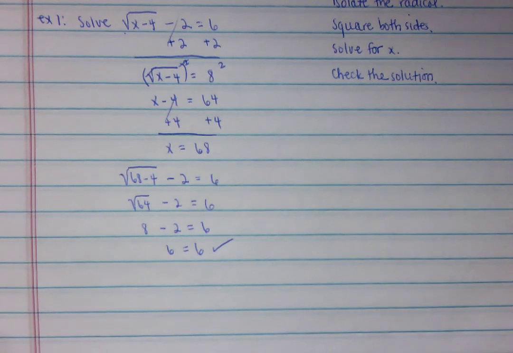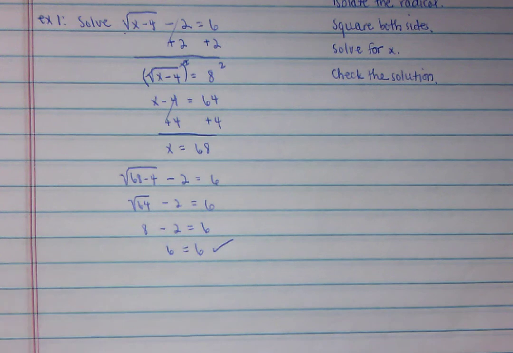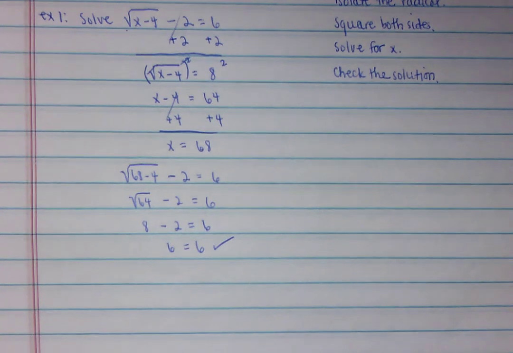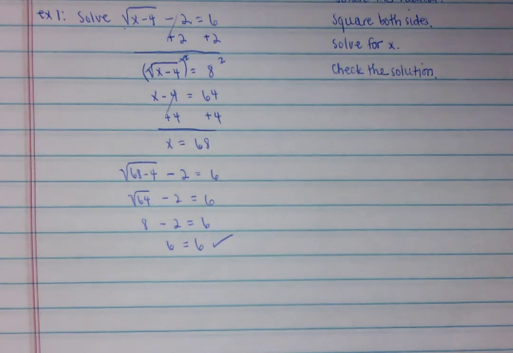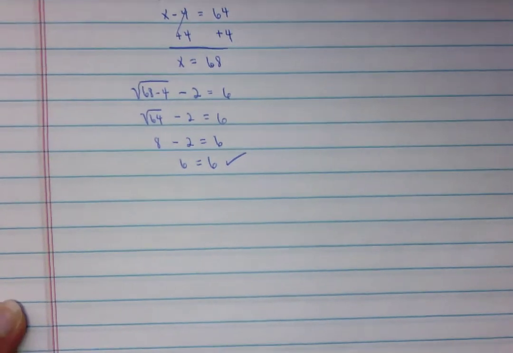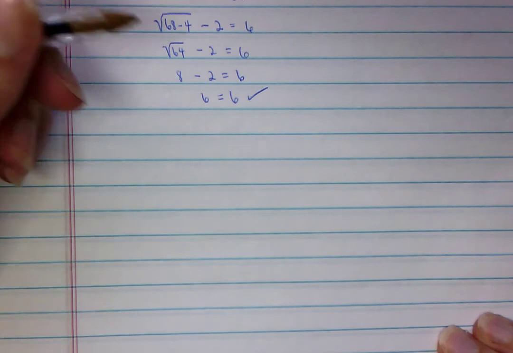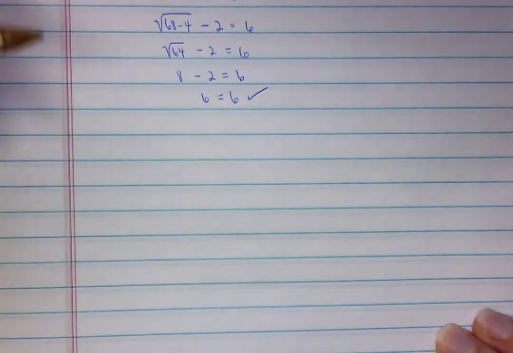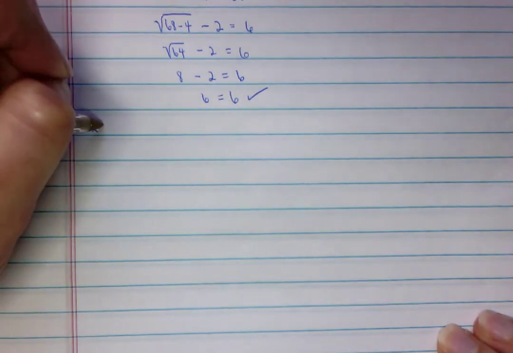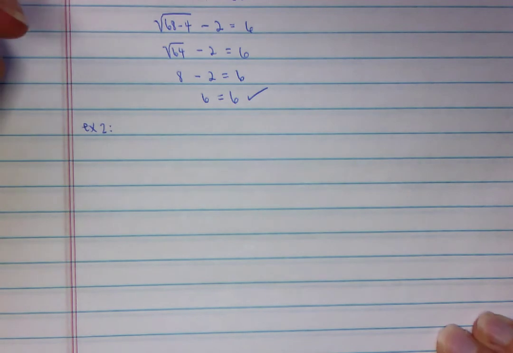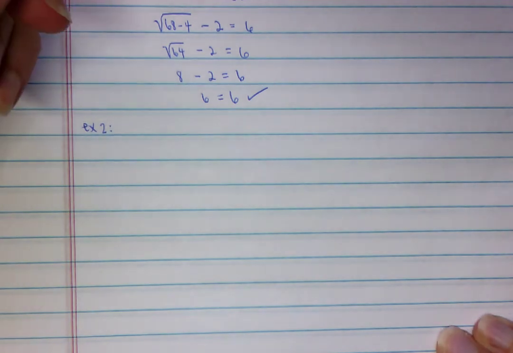You will see, though, that a few of them end up giving you some interesting things when you try to square both sides. So we'll do one more of these, and then I'm going to show you one that definitely needs to be checked. So for this next one, I'm going to do example 2.